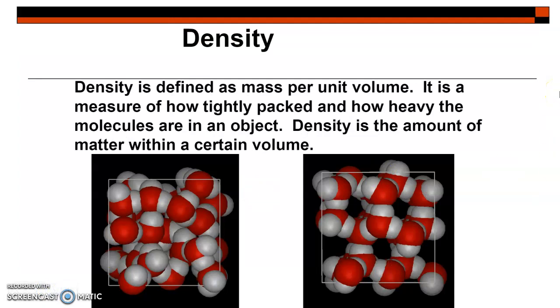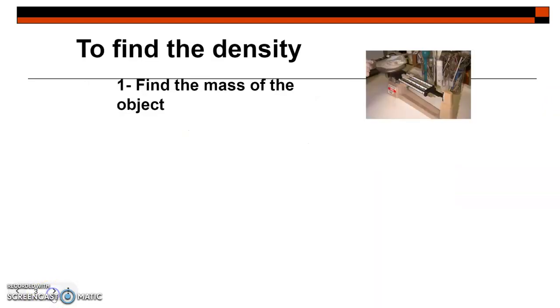So just a reminder, density is defined as the mass per unit volume. Another way that we can say this is how much stuff is in a specific area, so how much stuff is being fit into a container. Remember the example we used were those jelly beans in those jars and how much volume was taken up by those jelly beans. So it's just a measure of how tightly packed and how heavy the molecules are in an object. It's just the amount of matter in a certain volume, the amount of stuff in a given amount of space. Okay, so how do we find density?